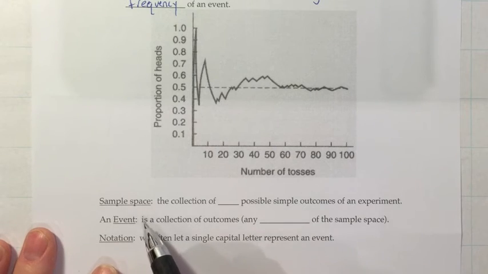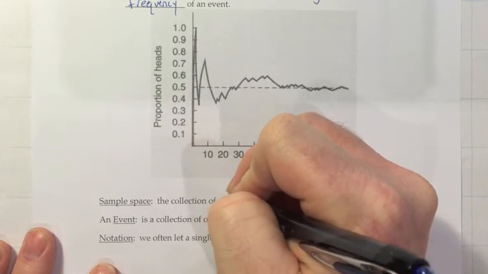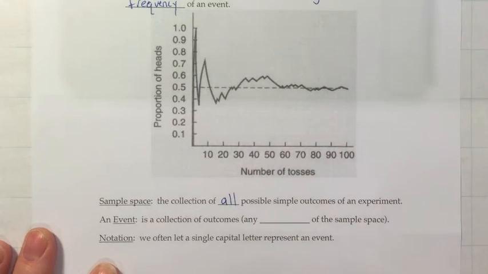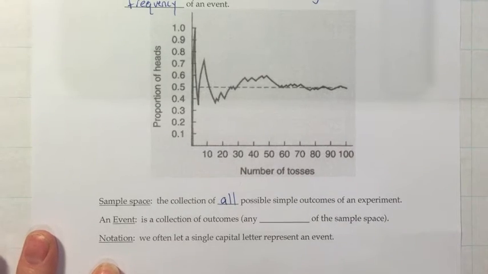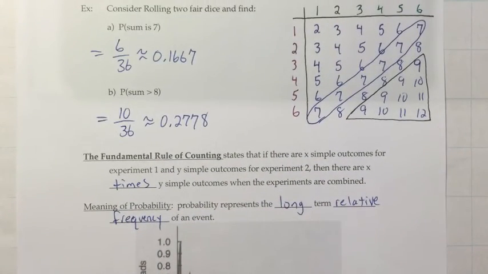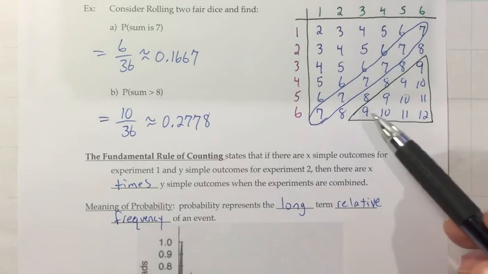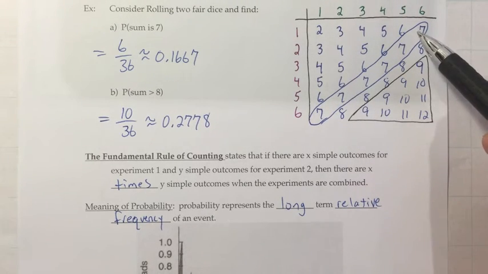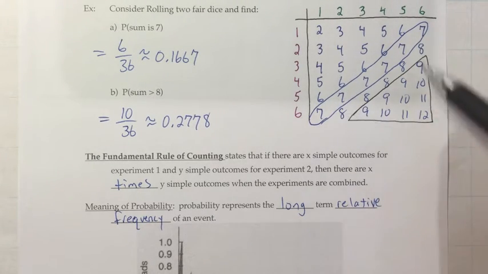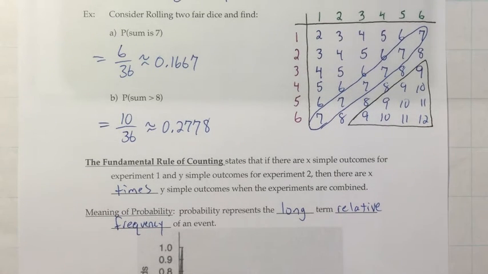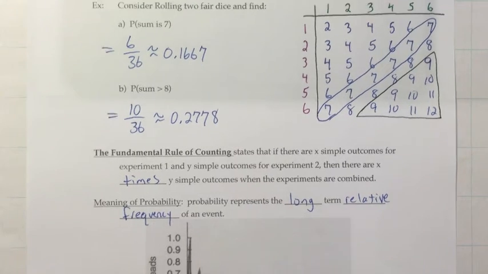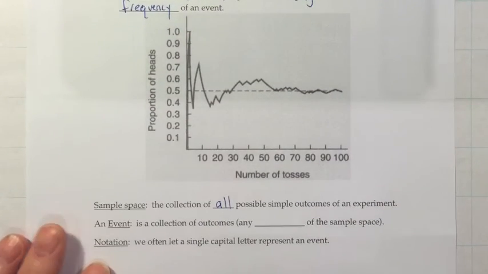I was referring to the sample space. That's the collection of all possible simple outcomes of an experiment. So looking back up here at the die example, when we were doing the roll of the 2 dice, it was useful to see all the different simple outcomes, so I would say that I was showing myself the sample space to make that easier. So anytime you're looking at everything that can happen, that's the sample space.